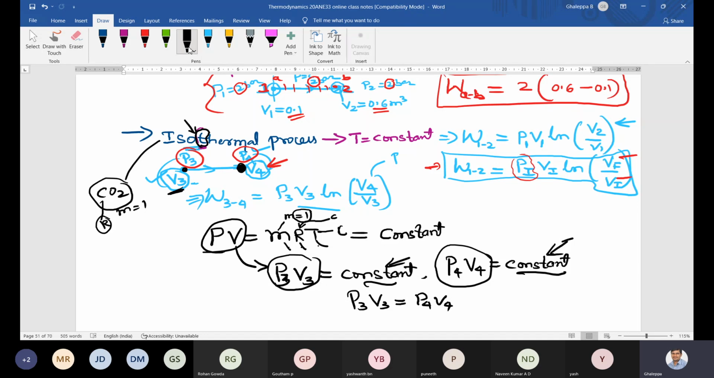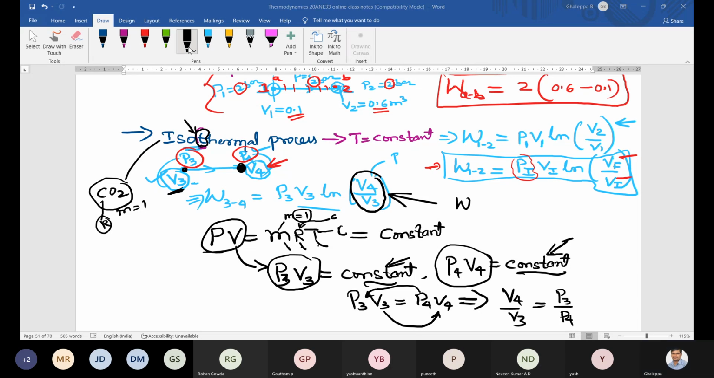I need the volume ratio. I don't want V4 by V3, I need it in terms of pressure. So I will convert V4 by V3. This you take to the right hand side denominator, and this you take to the left hand side denominator. So it will become P3 by P4. So in place of the earlier equation, you can also write W 3 to 4 is equal to P3 V3 ln of P3 by P4. This is also an equation.